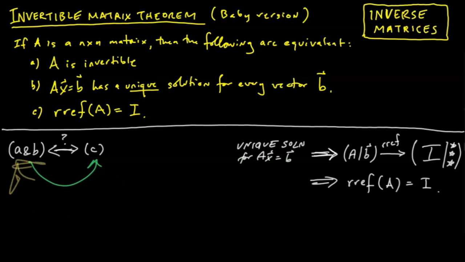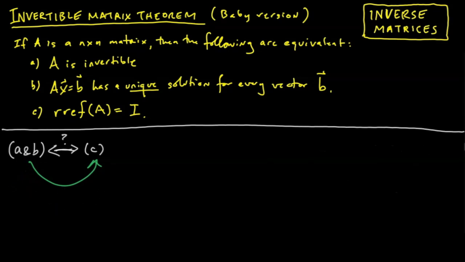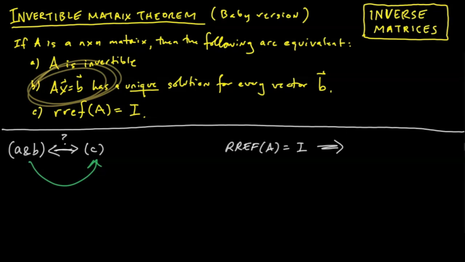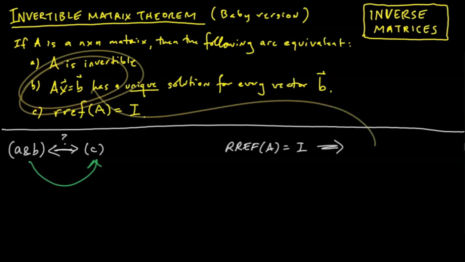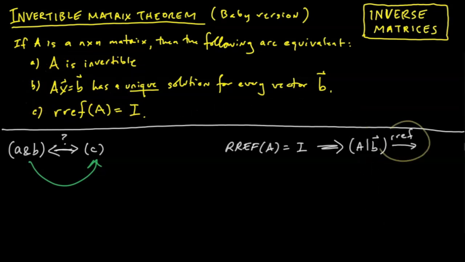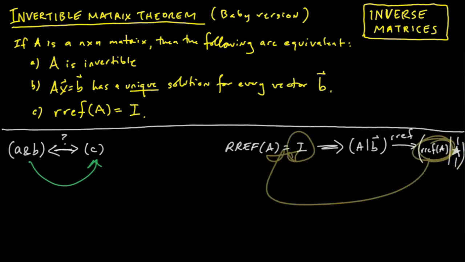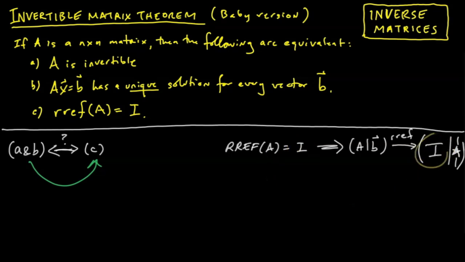Can we go from C to our package of A and B? Yes, we can, and that's easy to see, because if we know that the reduced row echelon form of A is the identity matrix, that implies that something is true about this system of linear equations, AX equals B. Because if we were to write it in augmented matrix form and then do Gaussian elimination to put it in reduced row echelon form, we would get, of course, the reduced row echelon form of A on the left of the bar, and the right would be transformed by all those row operations into some column vector or other. But we've said that the reduced row echelon form of A is the identity matrix. So that would be the identity matrix on the left of the bar.